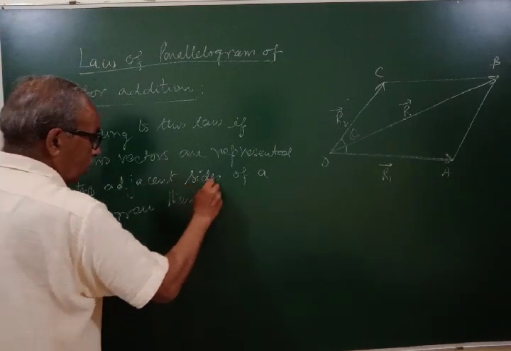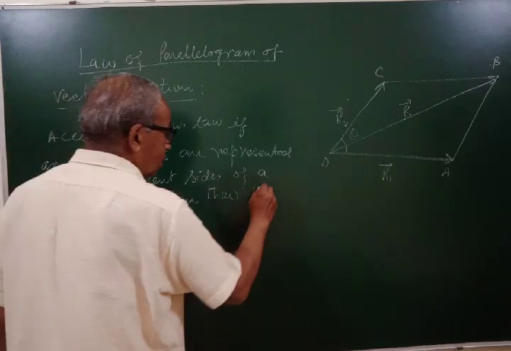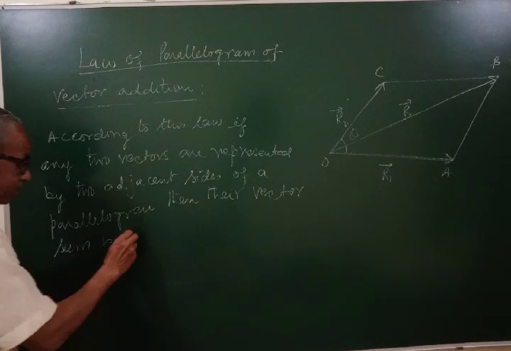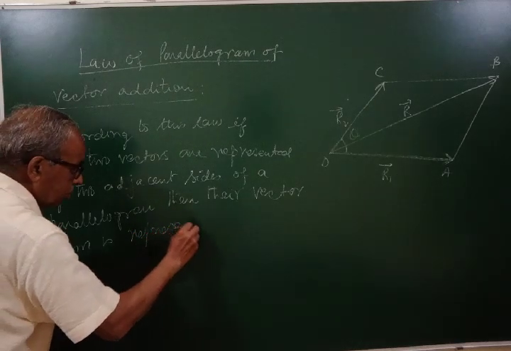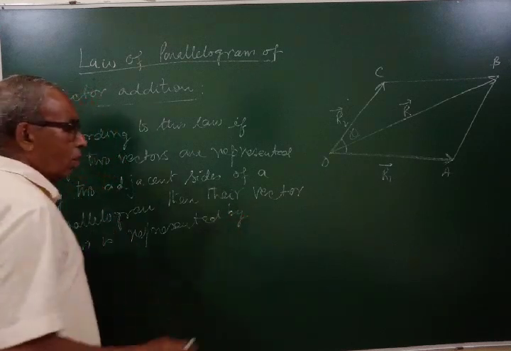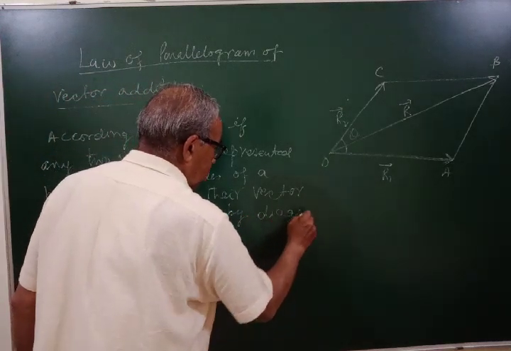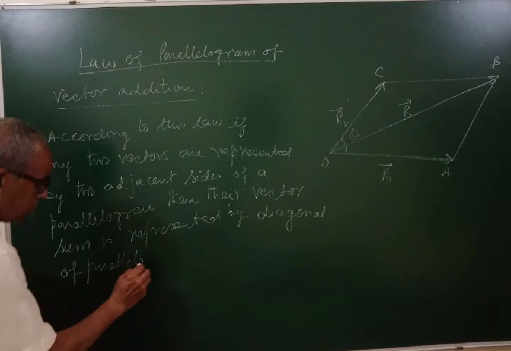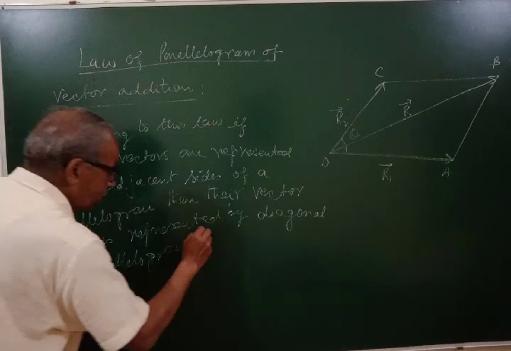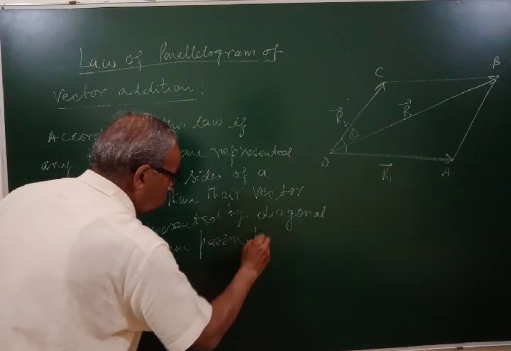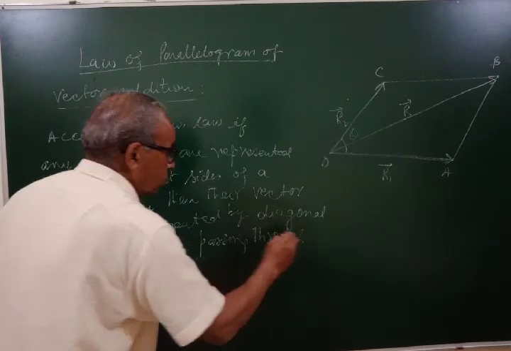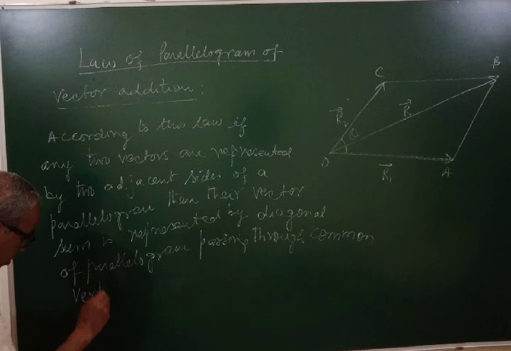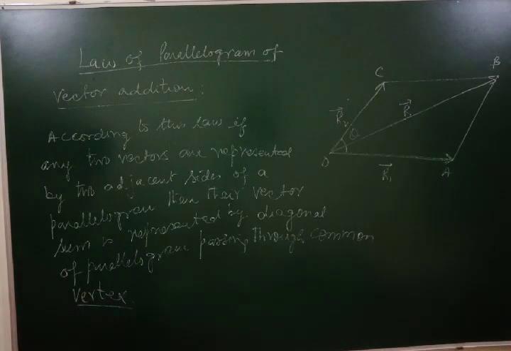then their vector sum is represented by the diagonal of the parallelogram passing through the common vertex. This is the law. This is the simple statement.